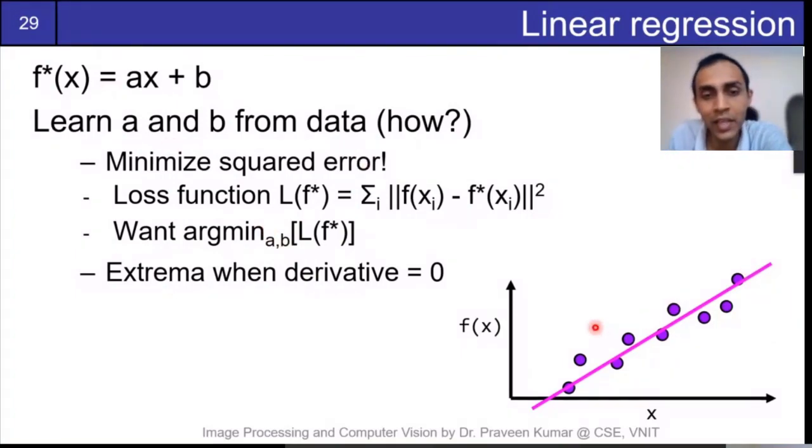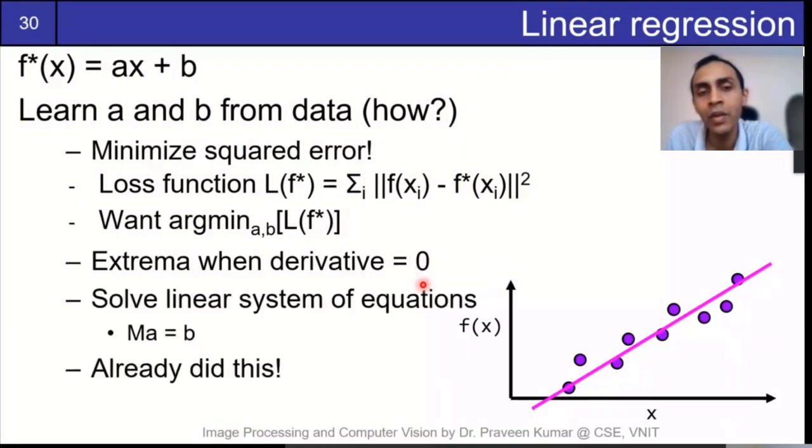In this case, for example, you can simply do a differentiation, find the derivative, and equate it to 0. As we had seen earlier, it basically ends up giving a linear system of equations. You can solve it using simple linear algebra to find out these A and B values.